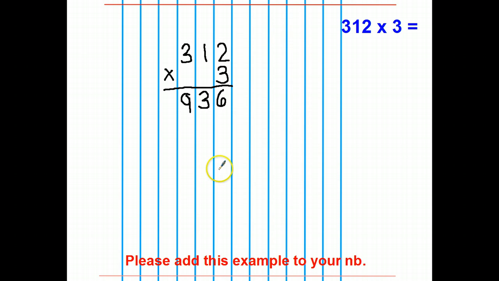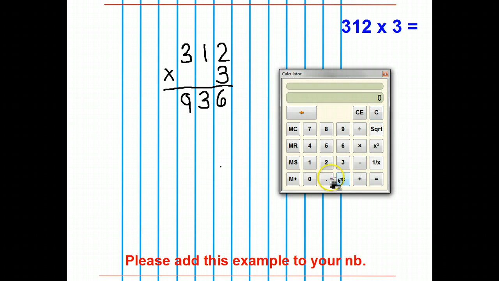Let's check. Let's clear the trusty calculator. 312 times 3 equals 936. Super.